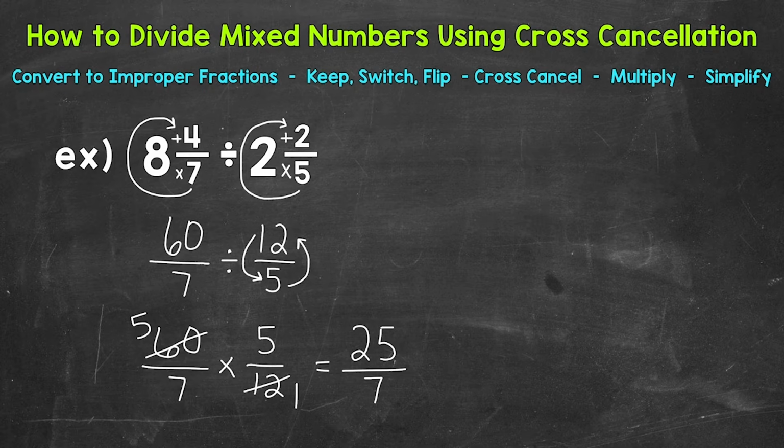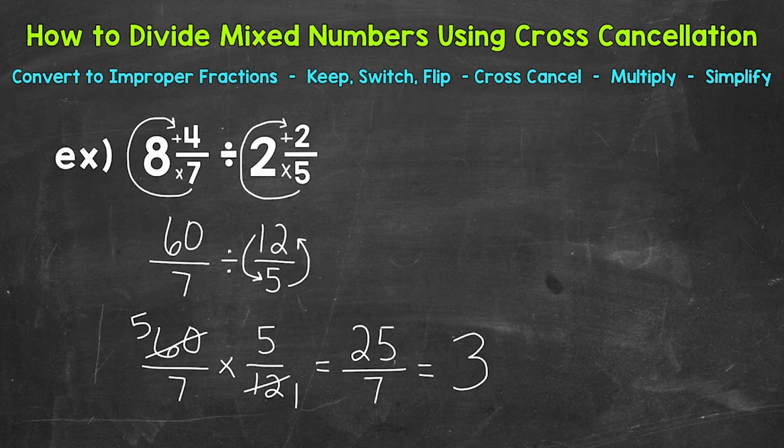That's an improper fraction. Let's convert it to a mixed number. So we do that by doing the numerator, 25, divided by 7. So 25 divided by 7, let's think, how many whole groups of 7 can we pull out of 25? Well, 3 whole groups of 7.